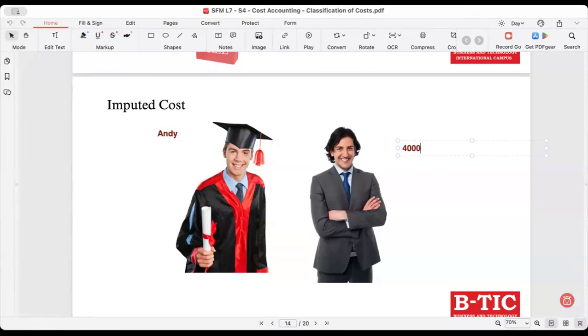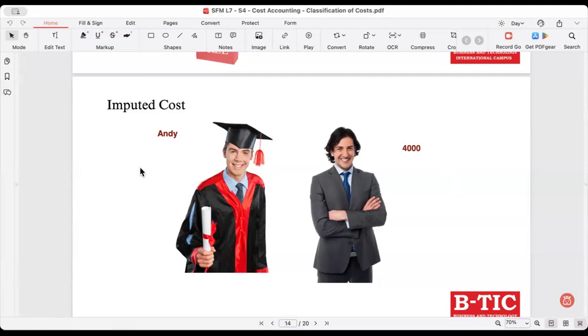Let's say 4,000 pounds, as a start, as a beginner. So he had the choice of getting a job and getting an income of 4,000 pounds, or getting into a graduate school and completing his degree. If Andy decided to go to graduate school instead of working at a job, the imputed cost would be the salary that he gave up during the time he spent at the college.